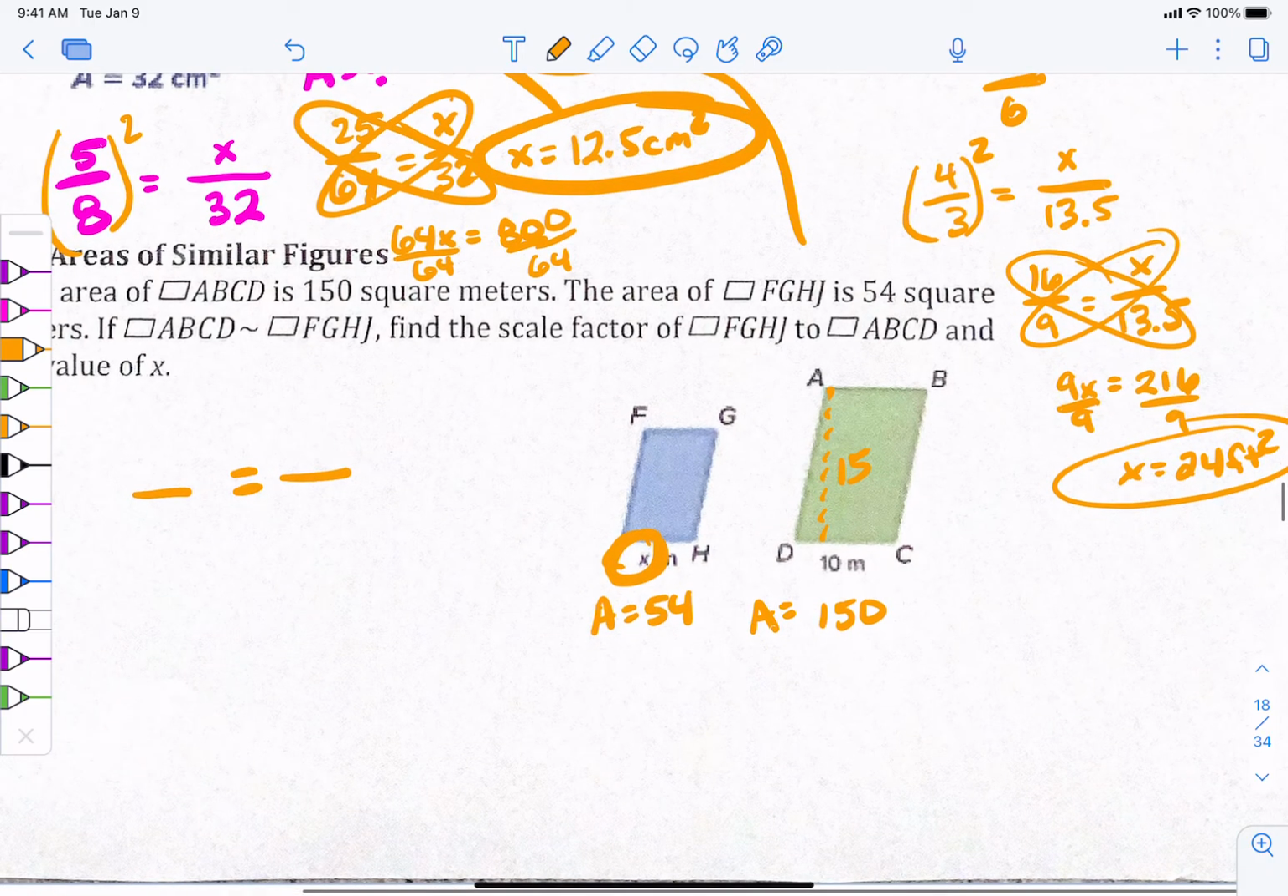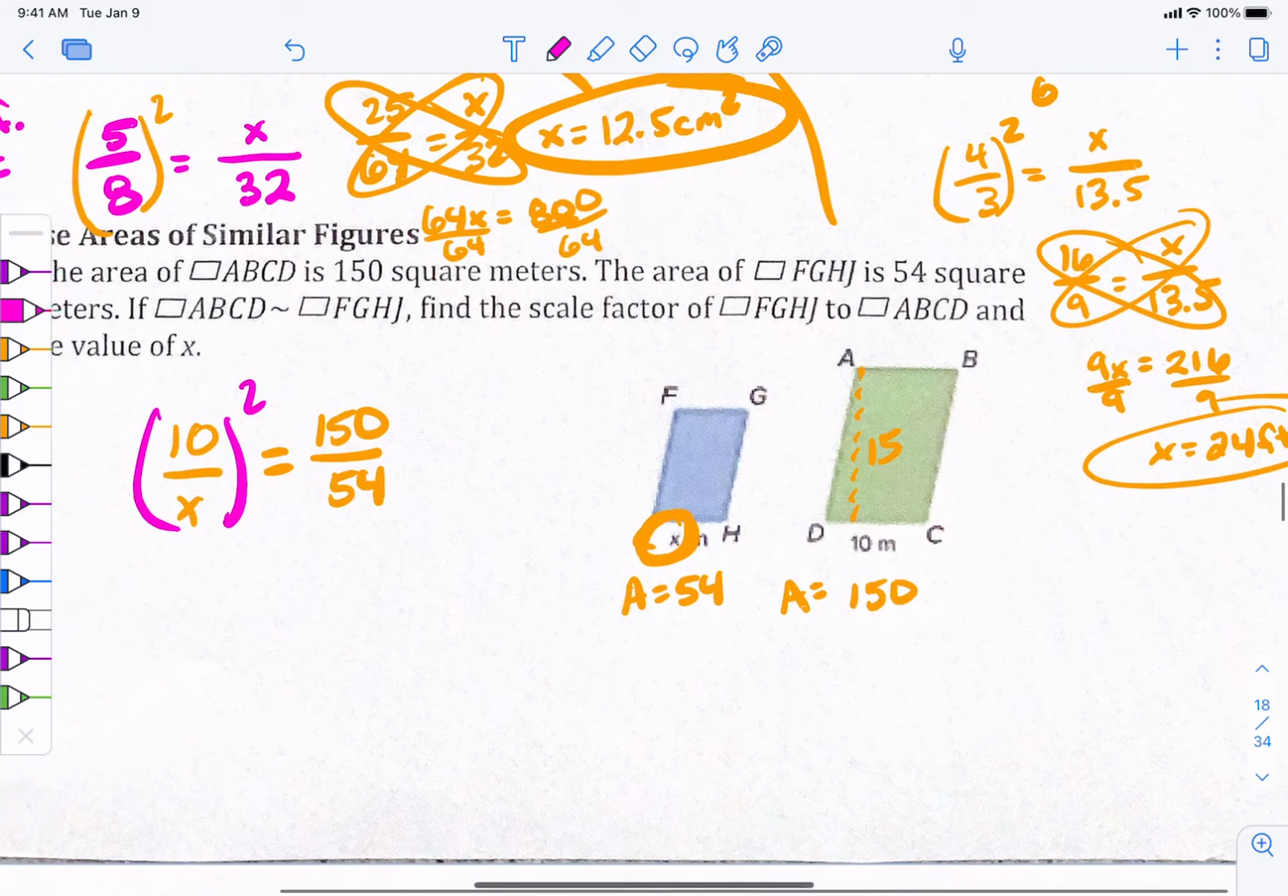x over 10. Really, it would be like 10 over x if you do end over beginning, right? Equals what over what? 150 over 54 if we do 10 over x. You can do x over 10 if you want. It really doesn't matter. But there's one thing that we have to... Which side are we squaring, though? The left one.